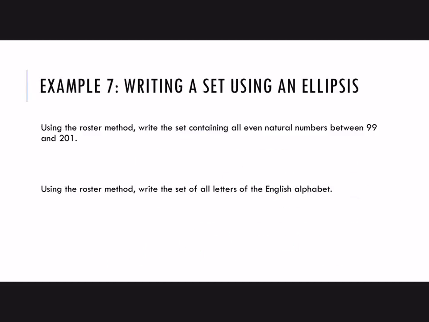All right. Writing a set using an ellipsis. We've done some examples, so just a few more. Using the roster method, write a set containing all even natural numbers between 99 and 201. So think of these as the bookends. 99 and 201, we don't want to count those as part of the set. Okay, so what are the even natural numbers between them? Well, we've got 100 is the first one, and then it just continues on, and we stop at 200.